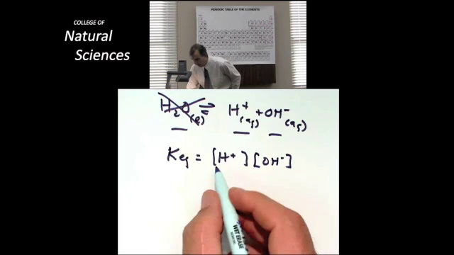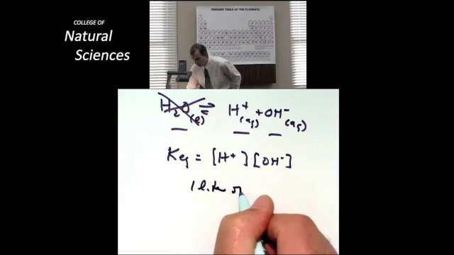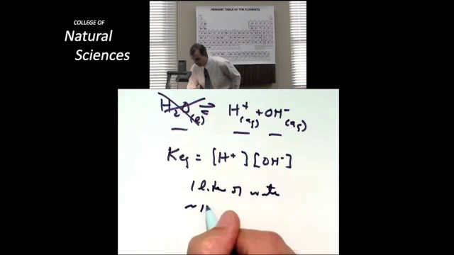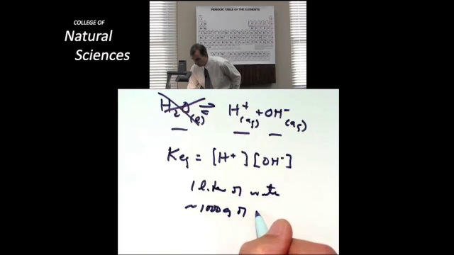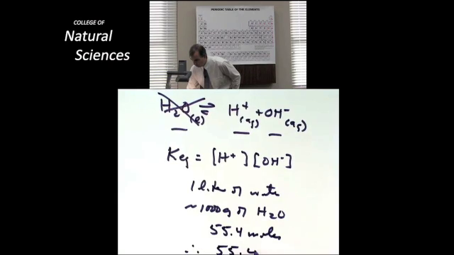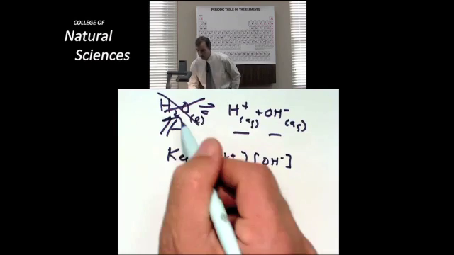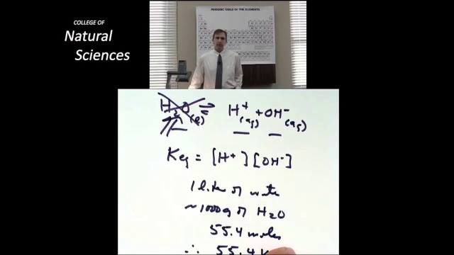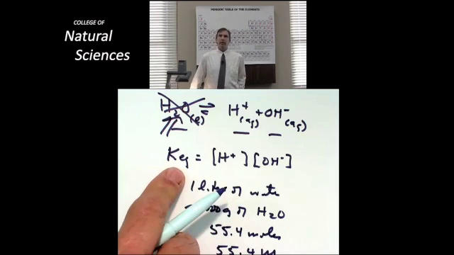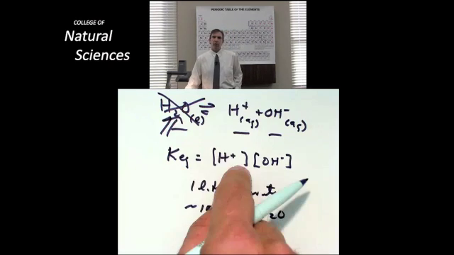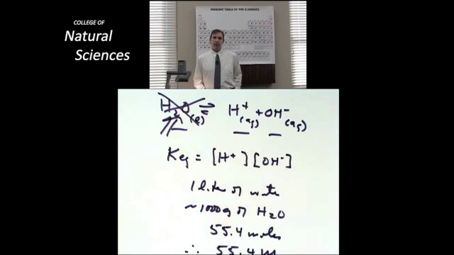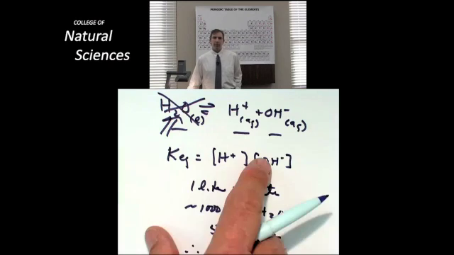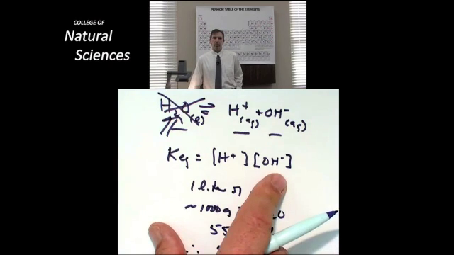But basically, if I have a liter of water, that's about 1,000 grams of water, which is about 55.4 moles of water, which means that I have 55.4 molar water. In other words, that value right there is 55.4 molar. Well, if it's 55.4 molar, then that's a constant. And if it's a constant, then I can roll it into the equilibrium expression here, so that the only two values that are changing are these values here for the amounts of protons and hydroxides dissolved in solution.